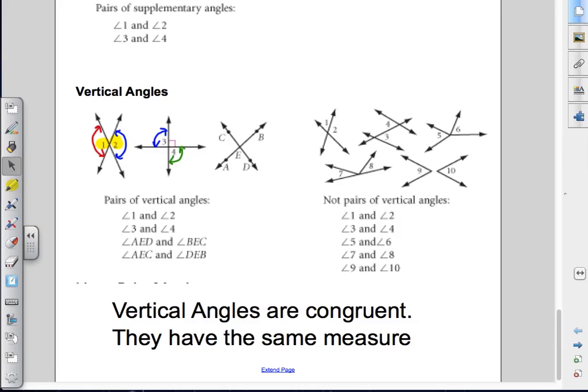What is your definition of a vertical angle? Let's take a look here at this. Let's take a look at angle AED. AED, okay, that's this angle here. Let's take a look at angle BEC.